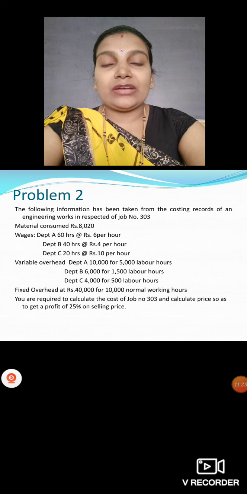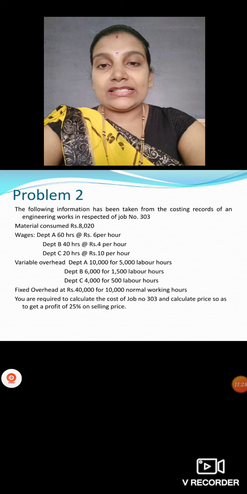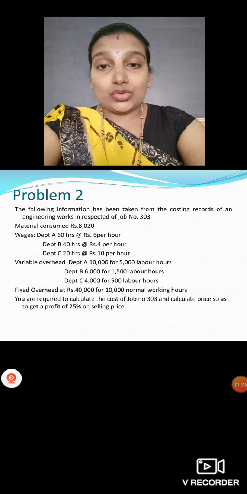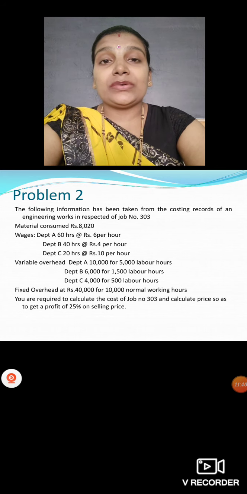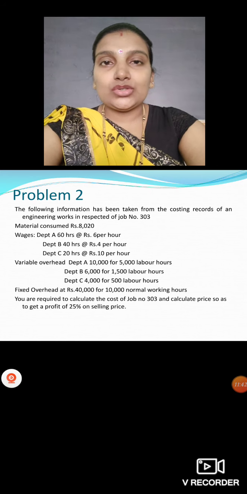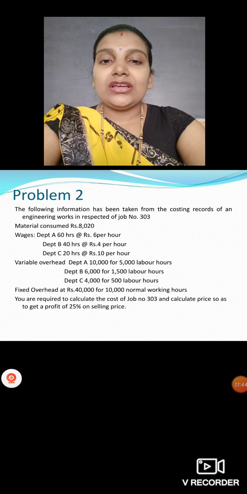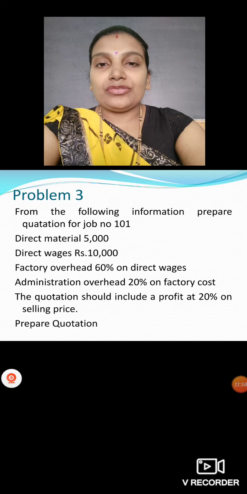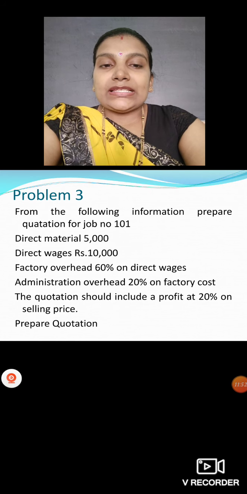Then fixed overhead 40,000 for 10,000 normal working hours, right? So 40,000 divided by 10,000, you will get 4 per hour, into all the hours we should add 60, 40 and 20. Okay, so 120 you will get. So 4 into 120. You are required to calculate cost of job number 303. Calculate price so that the company should get 25% on selling price. So 1 by 4 on selling price, 1 by 3 on cost price you should calculate. Okay, solve and let me know the answer of it. And we'll see the next problem.